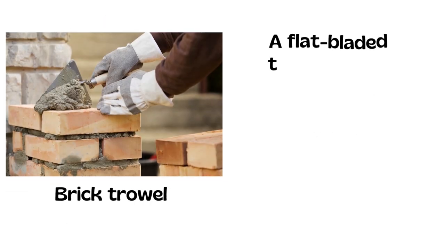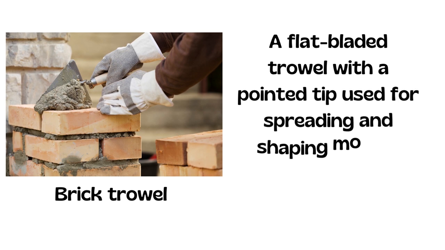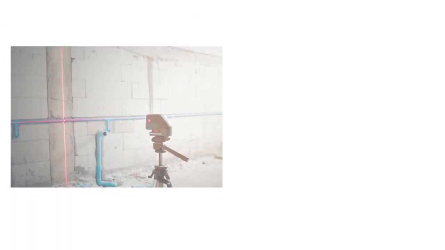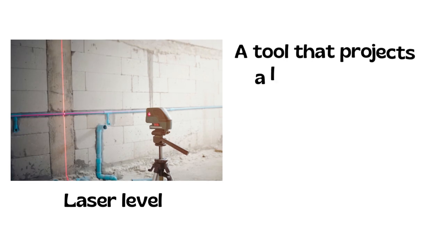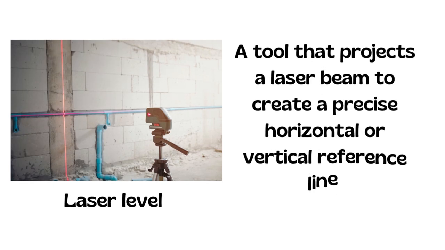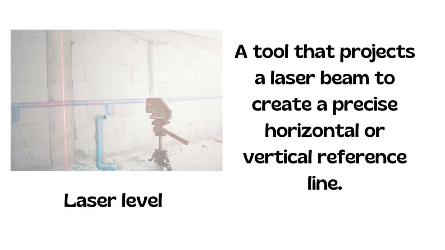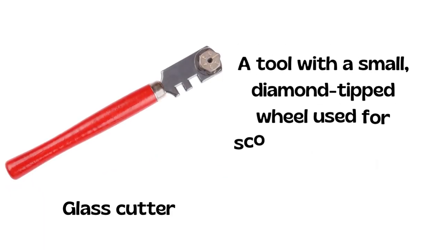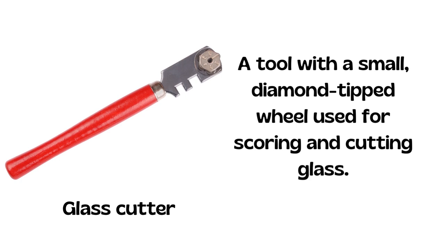Brick trowel, a flat-bladed trowel with a pointed tip used for spreading and shaping mortar when working with bricks. Laser level, a tool that projects a laser beam to create a precise horizontal or vertical reference line. Glass cutter, a tool with a small diamond-tipped wheel used for scoring and cutting glass.